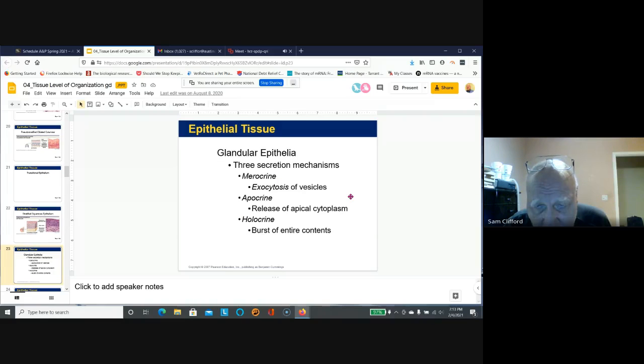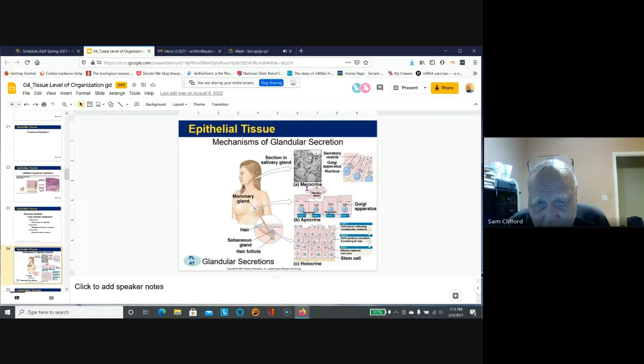Glandular epithelium. All I want you to know is that epithelial tissue makes up glands. I'm not going to ask you about these different types of secretion mechanisms. So again, just know that epithelial tissue makes up glandular tissue, and I don't care about merocrine, apocrine, and holocrine. I just want you to know that glandular tissue is made of epithelial tissue.